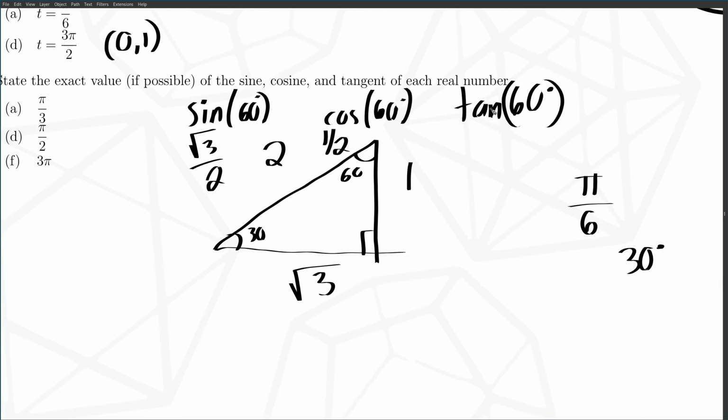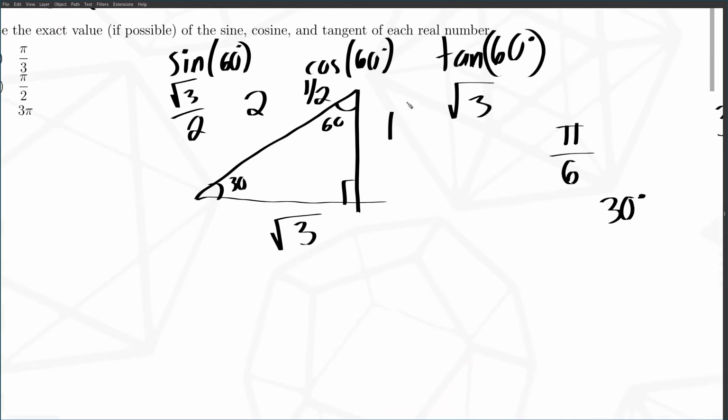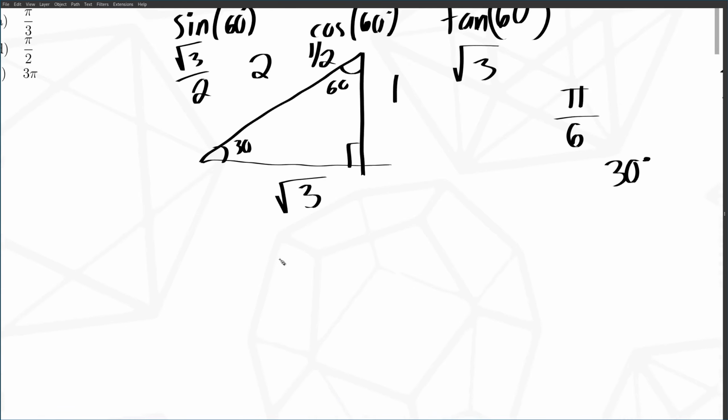And now for the tangent. The tangent is the opposite over the adjacent. So that's going to be root 3 over 1, which is just root 3. Alternatively, when you only know the sine and the cosine, you can find the tangent quite easily. Let's see how that works.